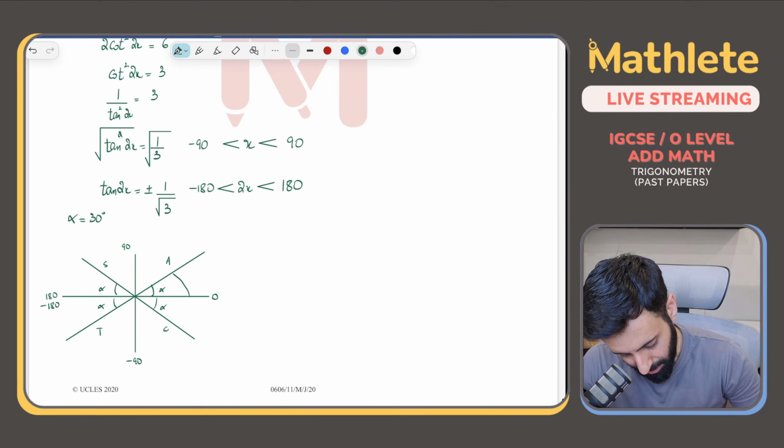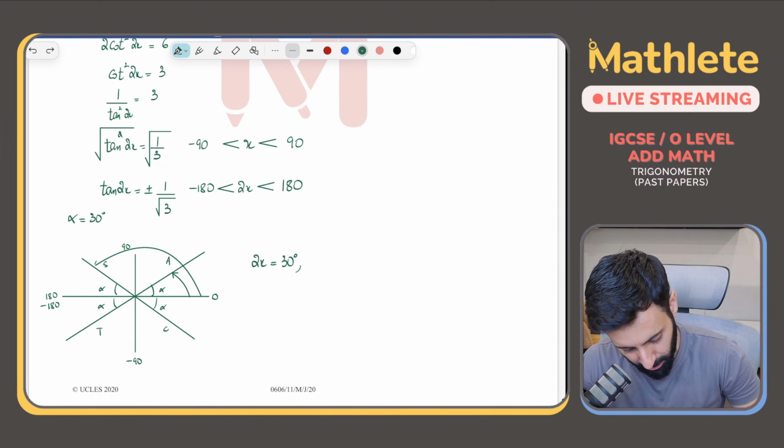Now, in the first quadrant, 2x will be the same as alpha, that's equal to 30 degrees. Then in the second quadrant, it's going to be 180 minus alpha, that means 180 minus 30. What's that equal to? That's equal to 150 degrees. Okay, so that's it.